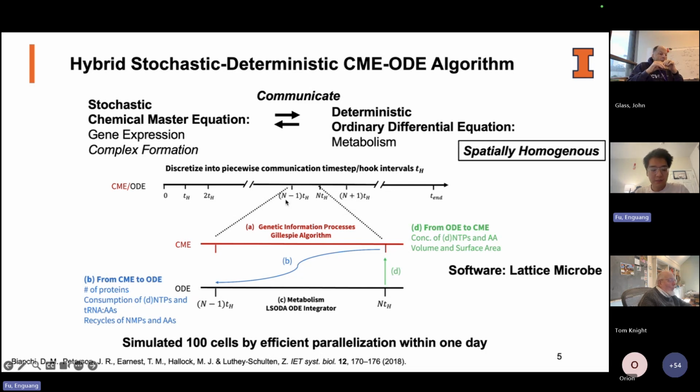This simple model can be efficiently parameterized to simulate 100 cells within 1 day. This brings the advantage of testing different parameters and validating some assumptions.